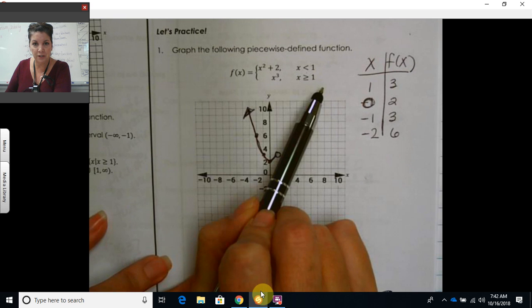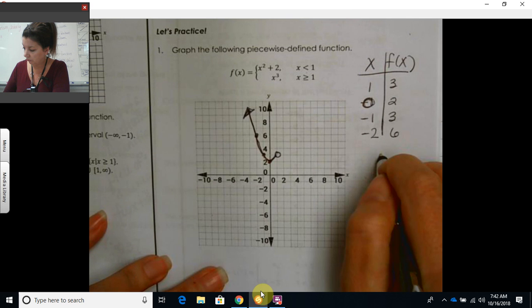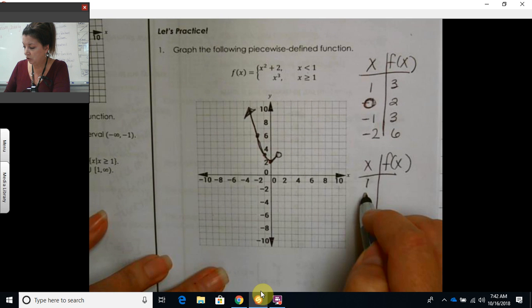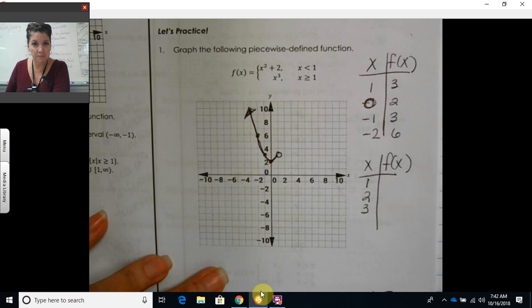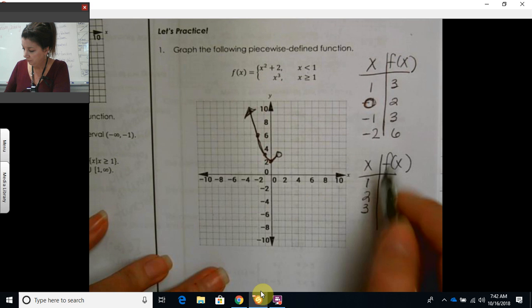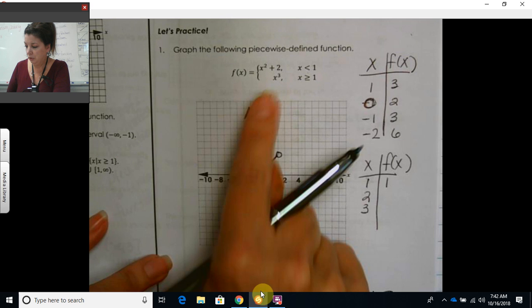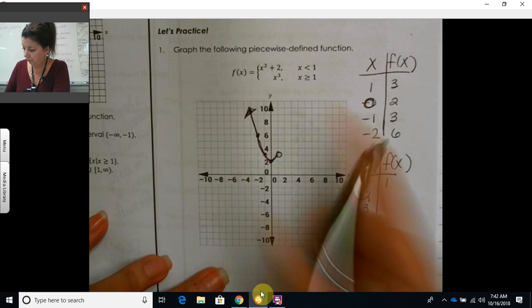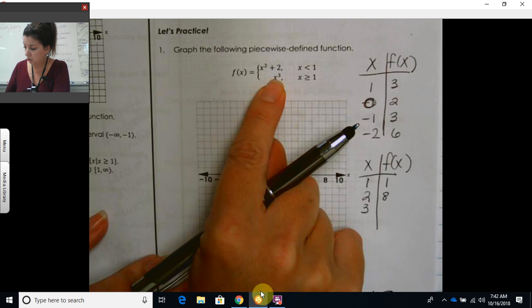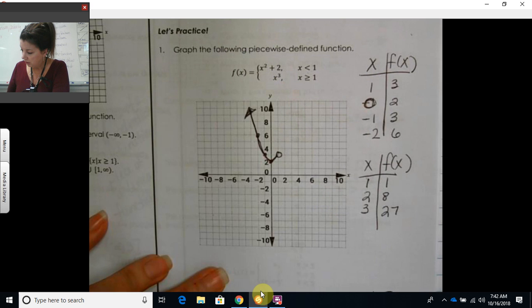All right, now we have to graph x cubed when x is greater than or equal to 1. So let me pick some values of x. I'll definitely use 1, 2, 3. See where we get. So when x is 1, 1 cubed is 1. When x is 2, 2 cubed is 8. When x is 3, 3 cubed is 27. And that's already off my graph, so I'll just start there.